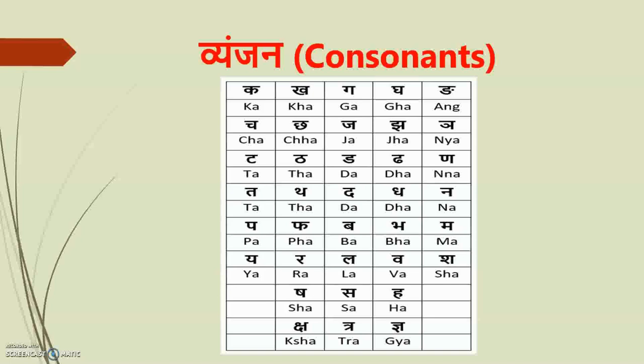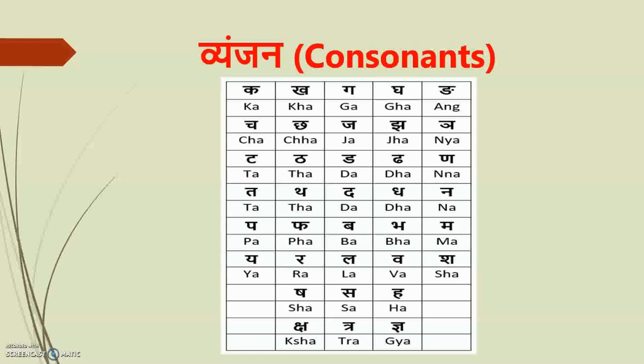Let's go to the seventh row. In the seventh row, we can see another sh. So this is also sh. Then we have s. And then we have h. So in the seventh row, we have sh, then s, and then h.